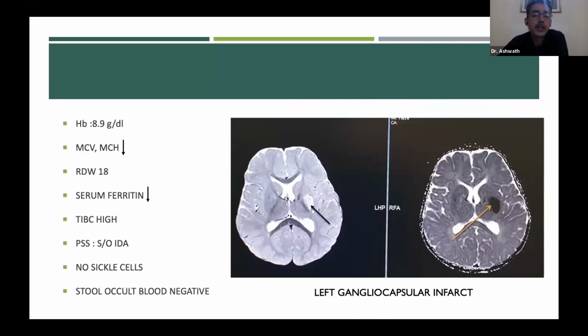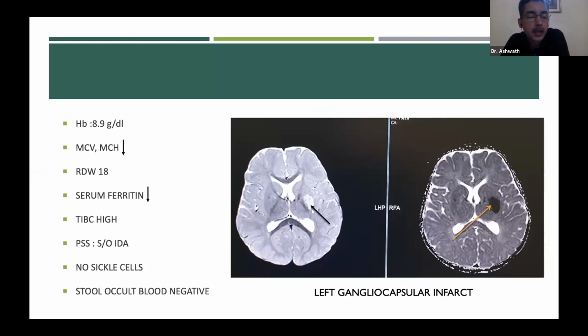So proceeding to investigate this child, we were not surprised to see features consistent with iron deficiency anemia in the form of increased RDW, high TIBC. Peripheral smear was also consistent. We did not see any abnormal cells or sickle cells, and probably there was no occult GI blood loss to account for the anemia.